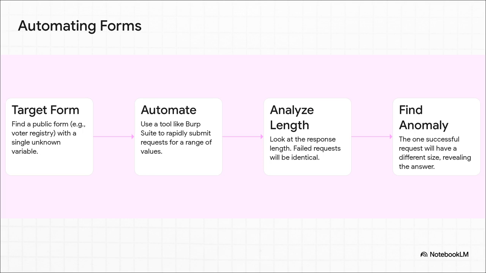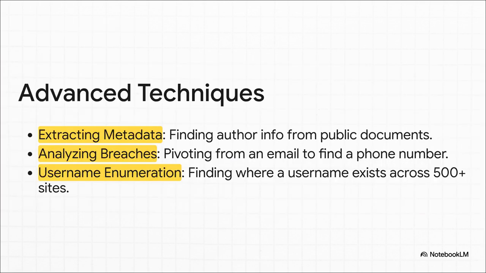Now, here's the clever part. The server's response for every wrong guess will be identical, a small access denied page. But the one successful request will return a much bigger page with the actual address. That size difference, that anomaly, is the signal. That's the answer.